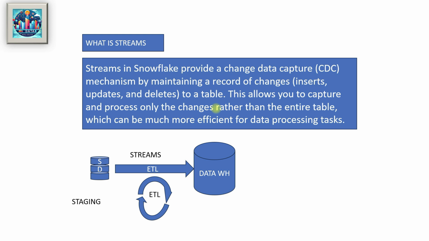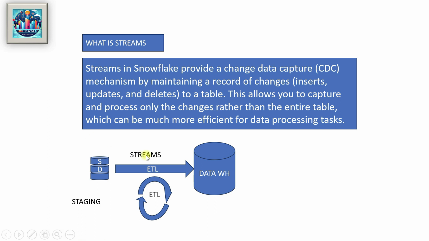Now let's talk about Stream. So what is Stream? Stream in Snowflake provides a change data capture, which is CDC, mechanism by maintaining a record of changes, insert, update or delete, which is DML, to a table. This allows you to capture and process only the changes rather than the entire table, which can be much more efficient for data processing tasks.